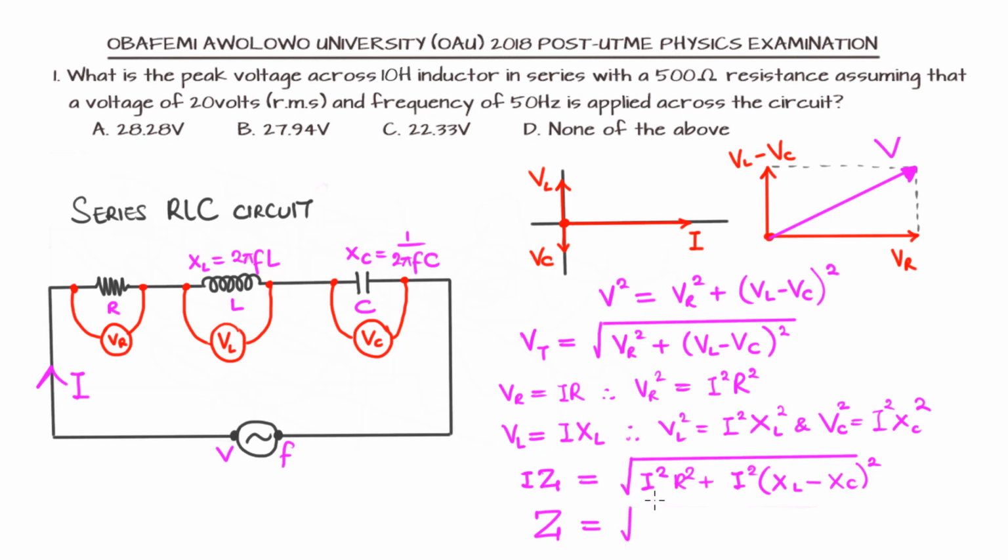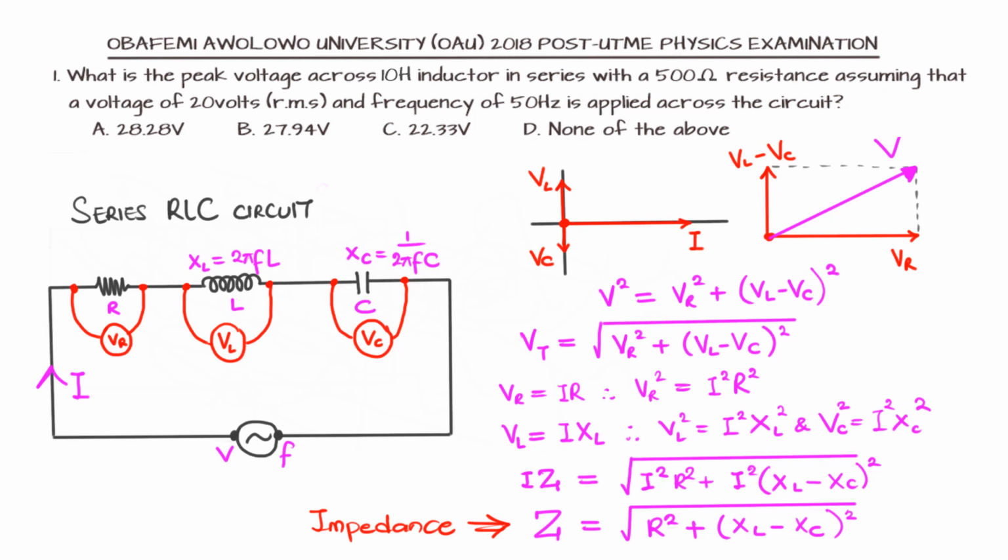so that our Z is the square root of R raised to power 2 plus the inductive reactance minus the capacitive reactance all raised to power 2. Now, this formula is what is regarded as our impedance. That's the impedance for the circuit. And using these parameters, we can go ahead to do our calculations.